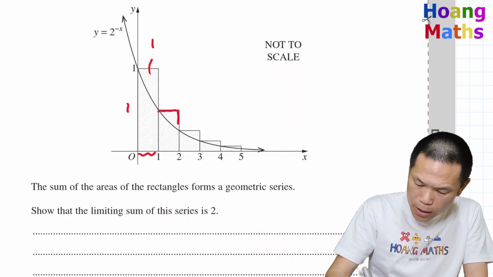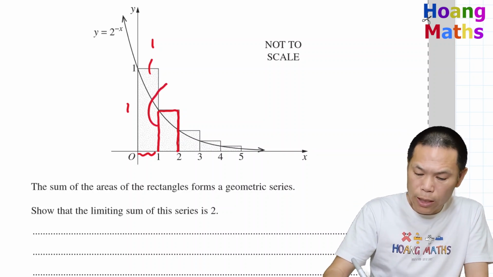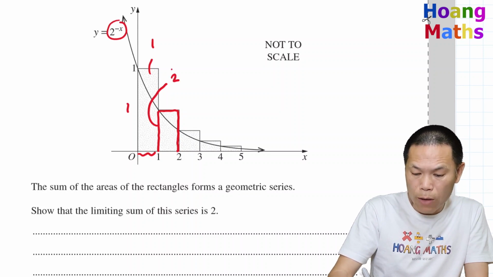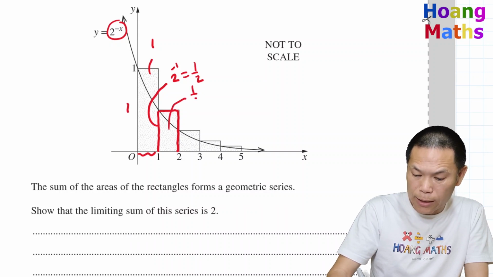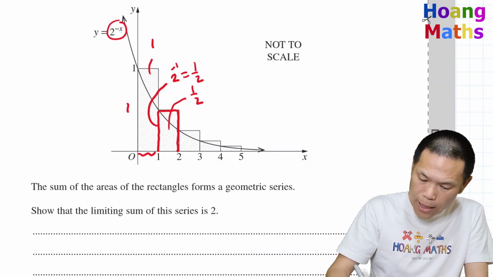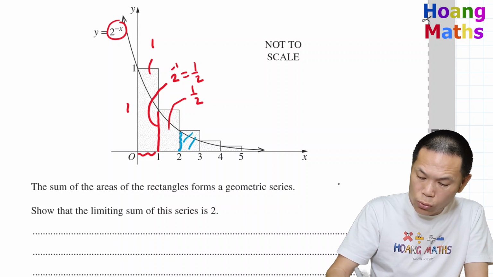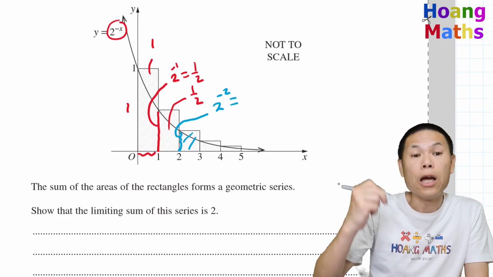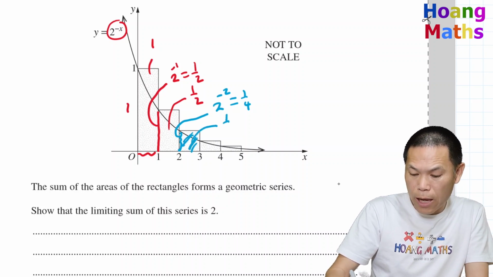For the next area, we need to find the height of the rectangle. When x is 1, we substitute in, so the length is 2 to the power of -1, which is a half. A half times 1 is a half, so this area is a half. The length of the next rectangle is when x is 2, so the y value is 2 to the -2, which is a quarter. The area is a quarter times 1, so the area is a quarter.